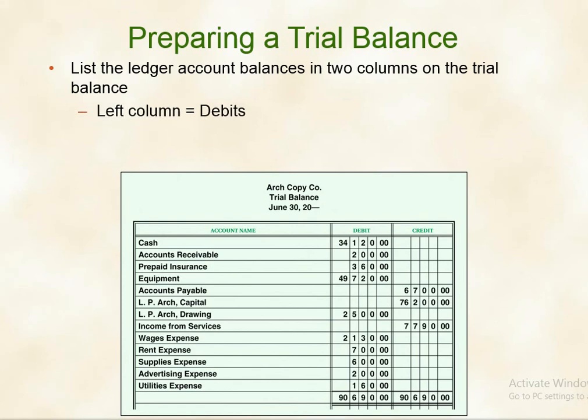Left column the debit and right column the credit. Trial balance proves debit must be equal to the credit.